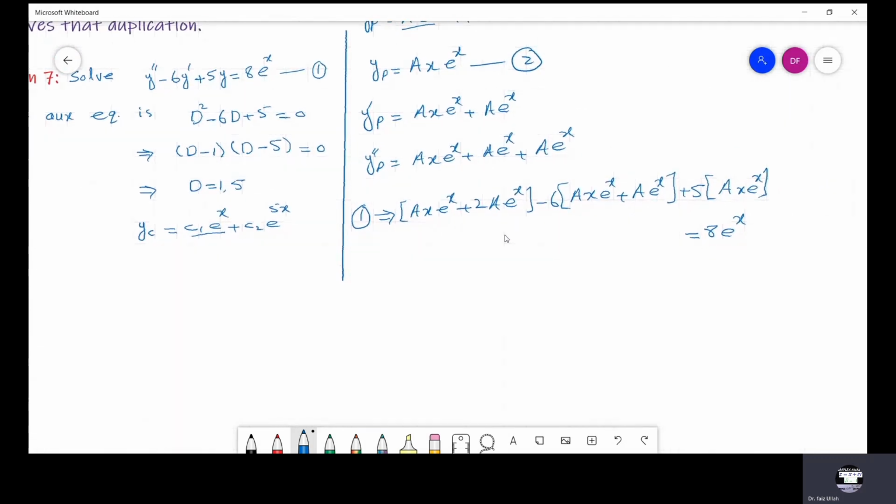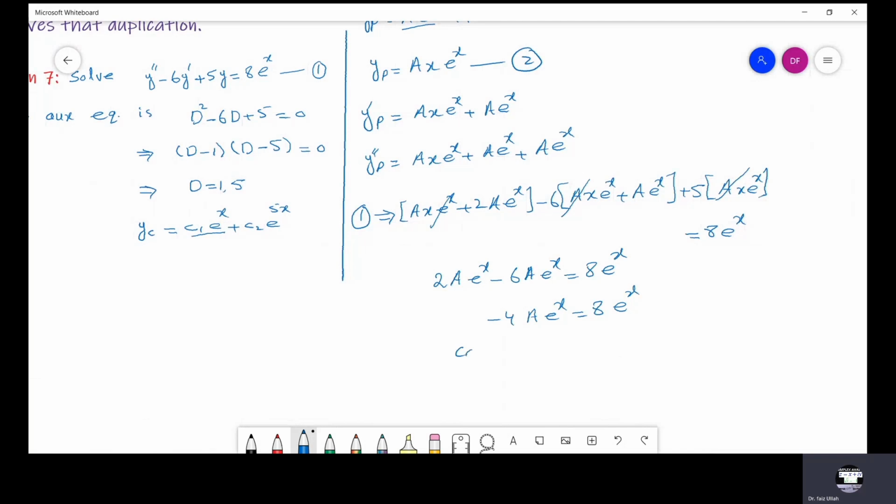If we simplify this equation, from here we have ax e power x, this is ax e power x, and this is 5ax e power x. So these terms will cancel. So what we have is 2a e power x and minus 6a e power x, which is equal to 8 e power x. From here we get minus 4a e power x is equal to 8 e power x.